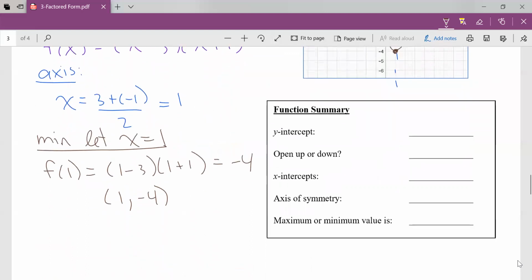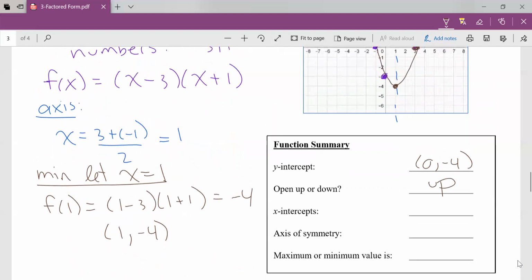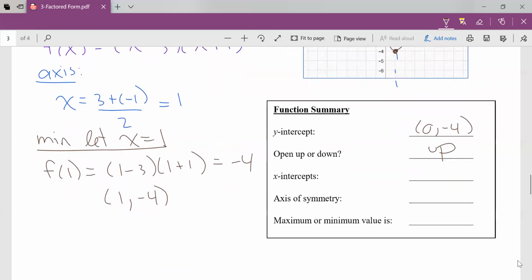So y-intercept, always write as a coordinate pair. That's the constant term. She opens up because the lead coefficient's positive. The x-intercepts were at, what did we say they were at? Negative 1, positive 3. Just like that, again, coordinate pairs. The axis of symmetry was at x is equal to 1, and we had a minimum value of negative 4.